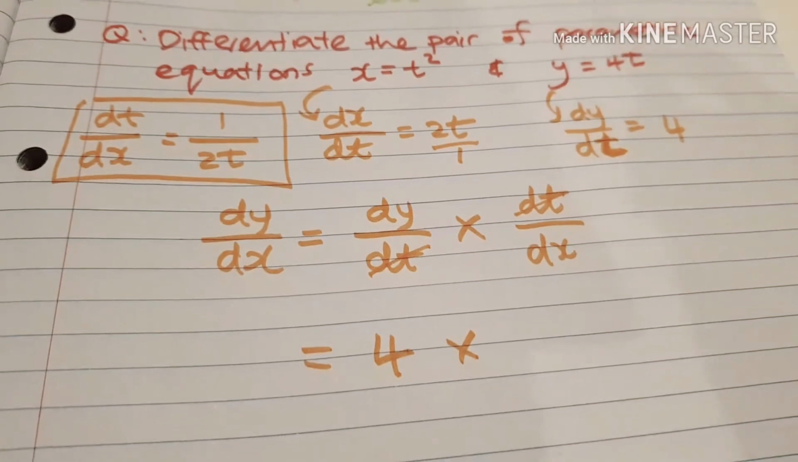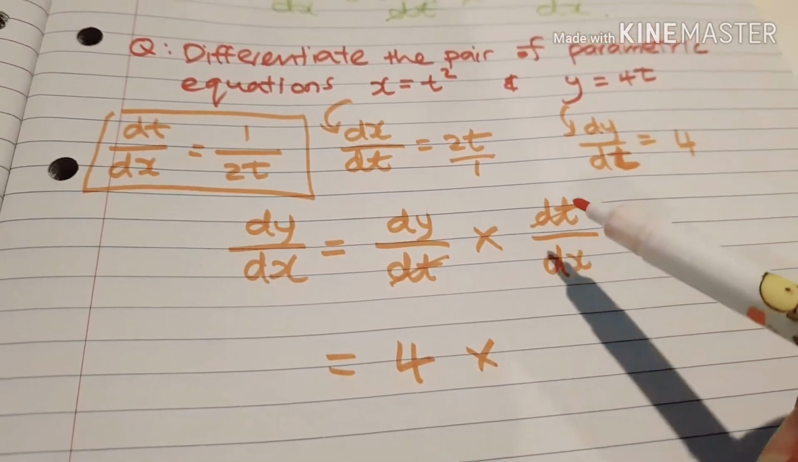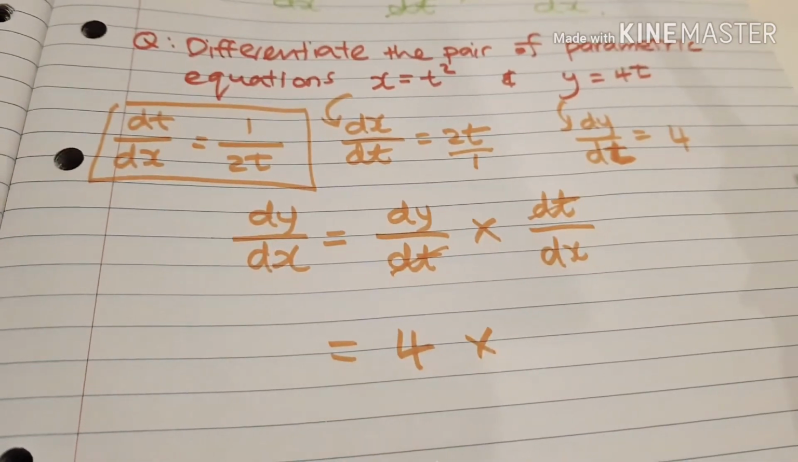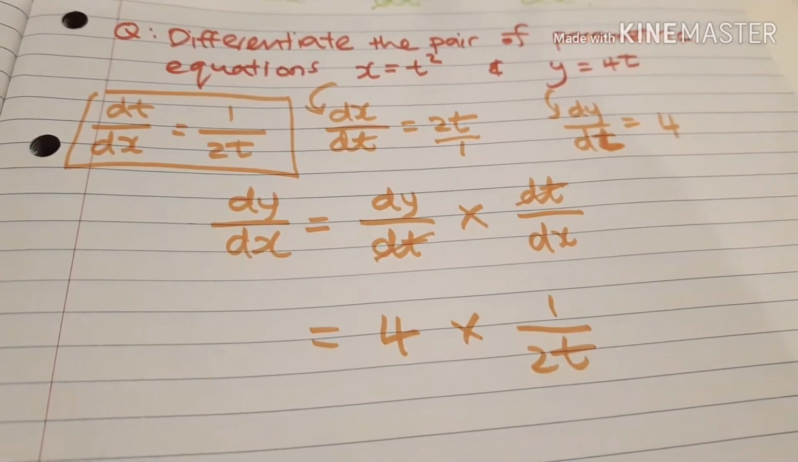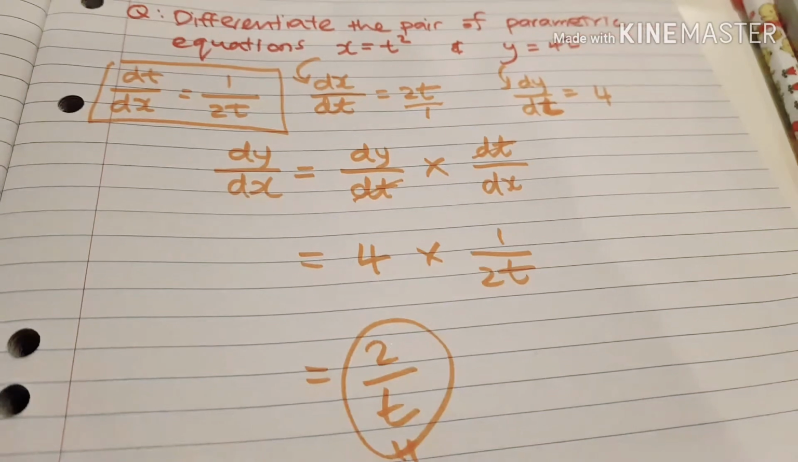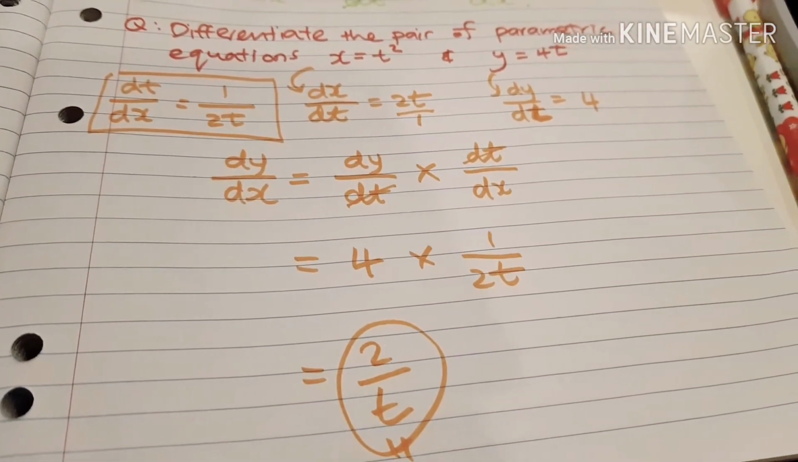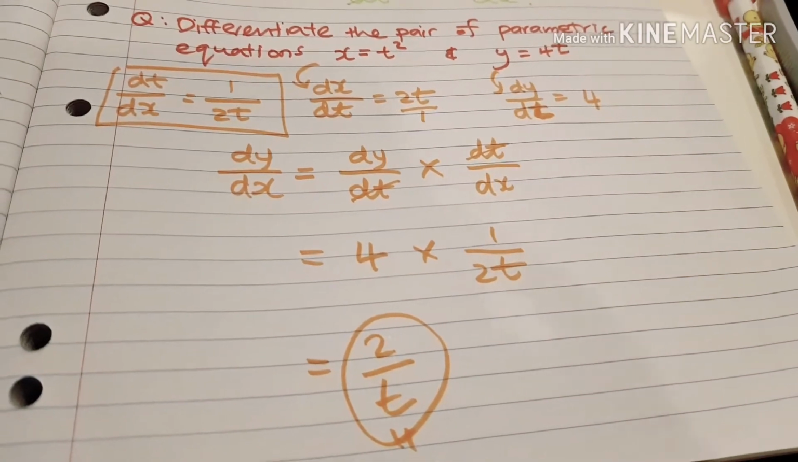So let's substitute the values in. Remember dy over dt is 4. dt over dx is not this one, but this one, so it's 1 over 2t. Let's simplify. There you go, this will be your final answer. It's not too difficult, is it?